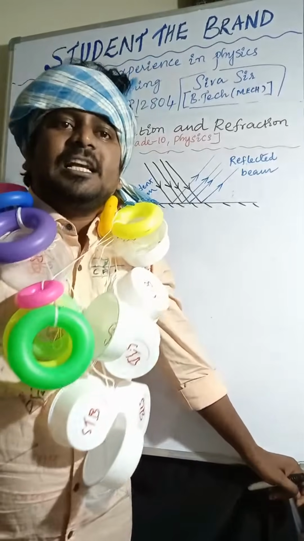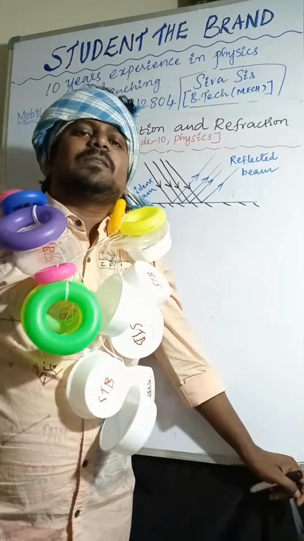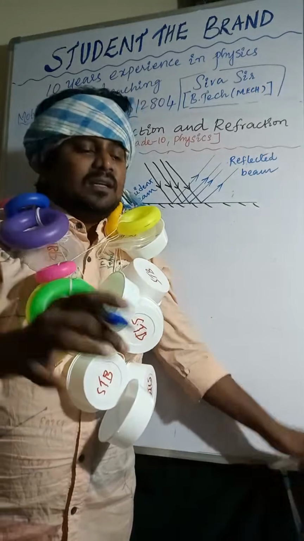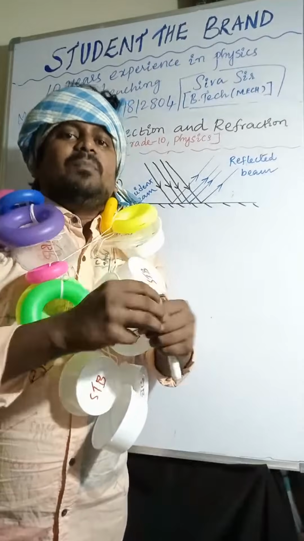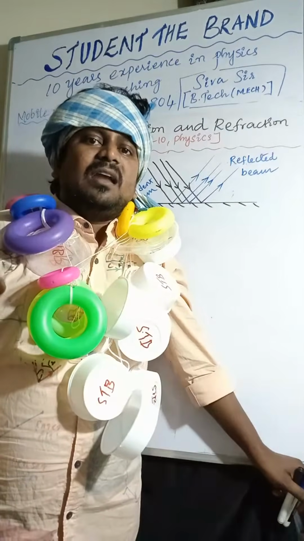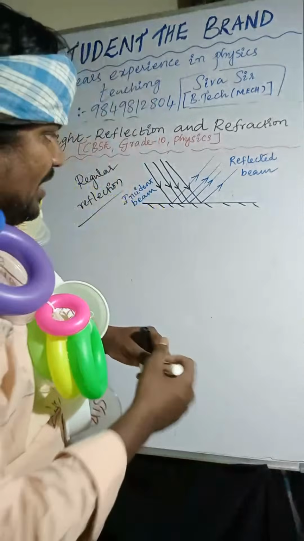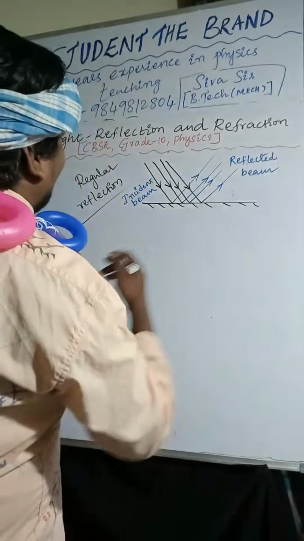Regular reflection takes place on still water. Regular reflection takes place on smooth surface. That is called plane mirror. A regular reflection also takes place on still water. Now I am saying the irregular reflection.